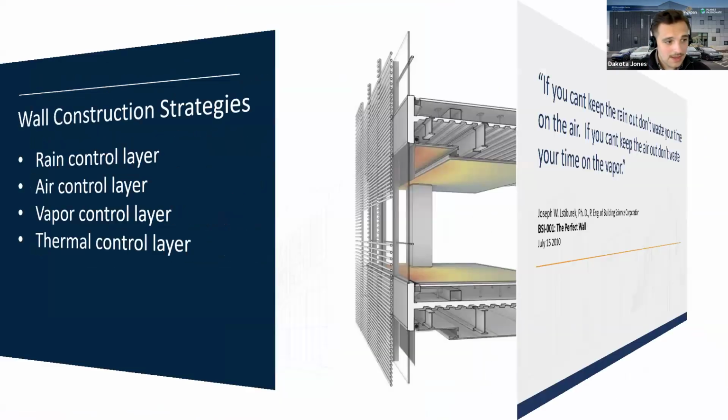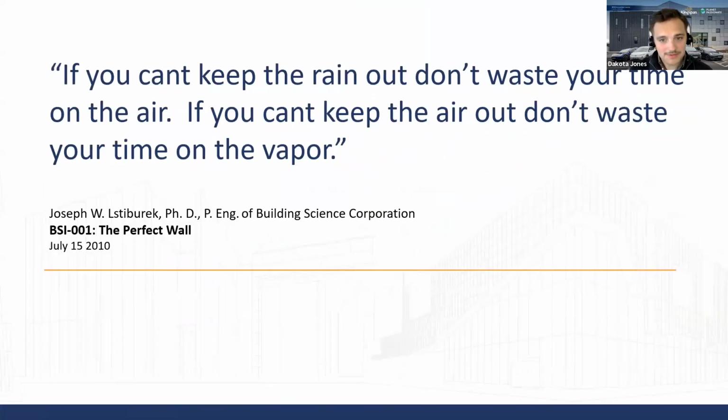Now, in Dr. Joseph Straube's paper, The Perfect Wall, he has this rather cheeky quote that argues for the holistic nature of high efficiency walls. Again, top to bottom, macro to micro scale. If you can't keep the rain out, don't waste your time with the air. If you can't keep the air out, don't waste your time with the vapor. Again, making the holistic argument of, if we have a big hole in our roof via chimney or something like that, do we really need to worry about an air barrier? Or is it just going to come in through the chimney? Just going to come in through the big hole in our roof?